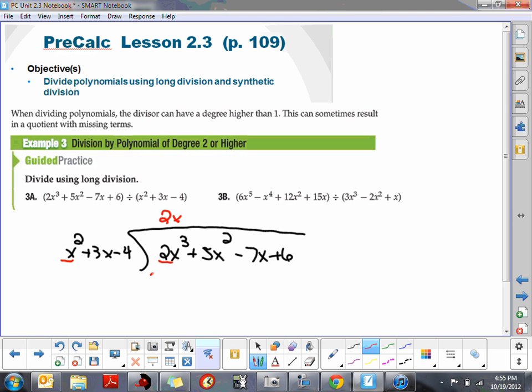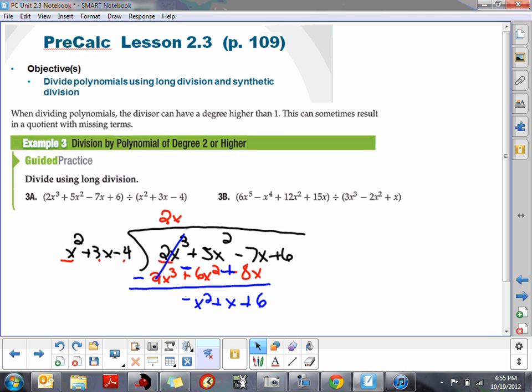2x times x squared is 2x cubed. We want to take a 2x times a 3x, and 2x times 3x is plus 6x squared. I want to take a 2x times a negative 4. That's going to be a negative 8x. Now we're going to draw the line, and we're going to change the signs so that we can add. So negative, negative, and positive. And these will reduce. We have a 5x squared minus 6x squared, so that's a negative x squared. A 7x plus an 8x is plus x. We've done all of our subtractions, so now we bring down the next term, which is plus 6.